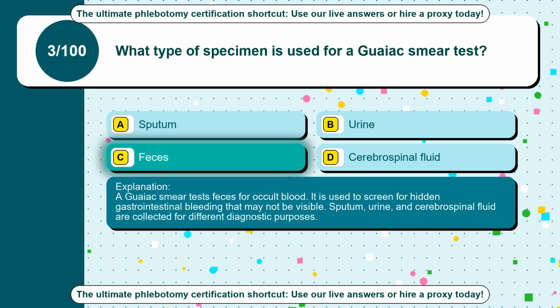A guaiac smear tests feces for occult blood. It is used to screen for hidden gastrointestinal bleeding that may not be visible. Sputum, urine, and cerebrospinal fluid are collected for different diagnostic purposes.